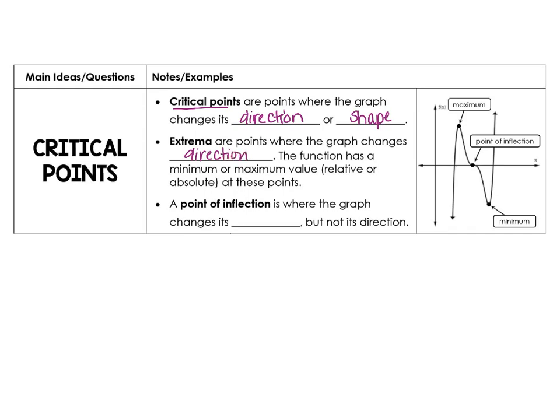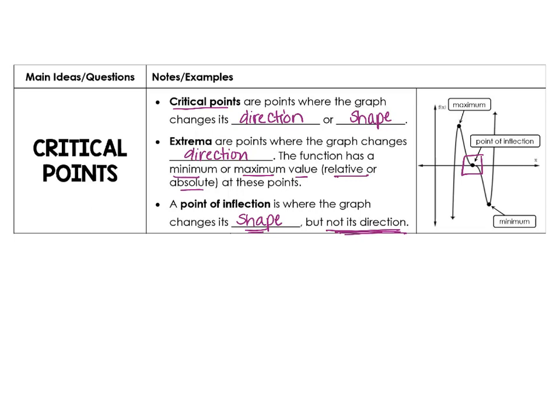Now when we look at extrema, these are points where the graph changes a direction, the function has a minimum or maximum value. A lot of times you will hear that referred to as a relative or absolute point. And then a point of inflection is where the graph changes its shape. But here's where it's important. It changes shape, but it does not change direction.